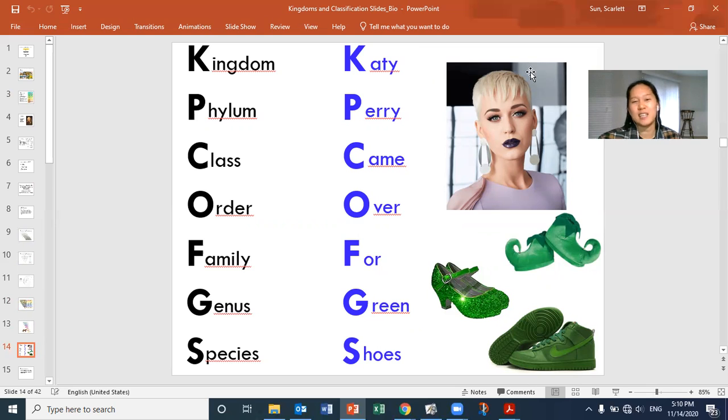Because if you make them into a sentence, it's more likely you're going to remember them instead of trying to remember kingdom, phylum, class, order, family, genus, species, because those are kind of random words that don't really make sense to you. Okay, so like I said, an example would be Katy Perry came over for green shoes because she's kind of got a weird fashion sense, right? So this is a sentence that makes it easier for me to remember.